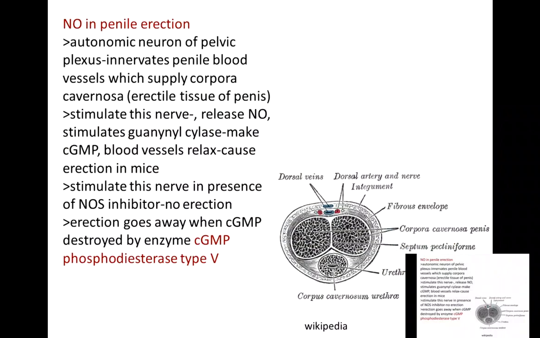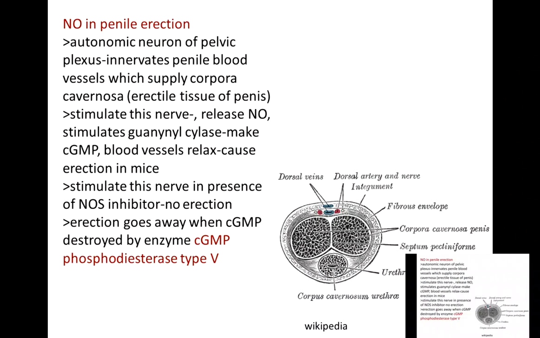Another aspect of nitric oxide signaling is involved in penile erection. So the autonomic neuron of the pelvic plexus, which innervates the penis, blood vessels in the penis, and the erectile tissue of the penis called the corpora cavernosa. This neuron, when stimulated, releases nitric oxide, which stimulates guanylyl cyclase to make cyclic GMP. The blood vessels relax and they fill with blood, and mammals, anyway, get an erection when that happens.